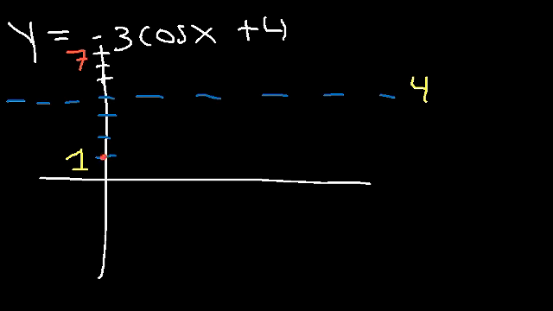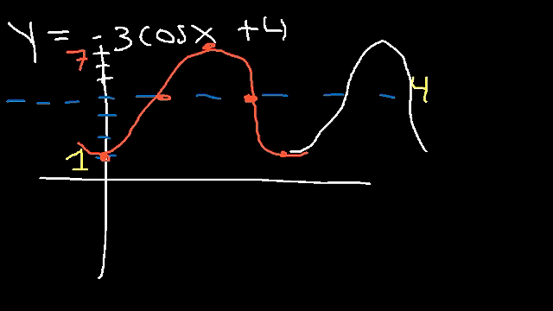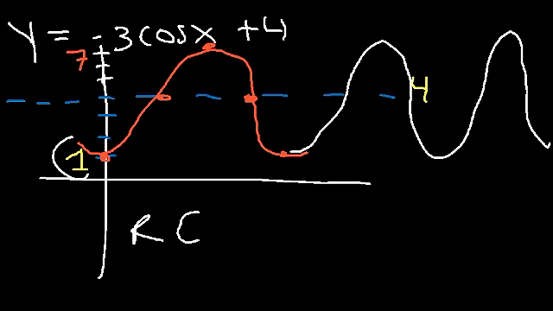Negative cosine starts at the bottom. It's going to go to the middle, then to the top, back to the middle, and then back to the bottom. So it's going to look something like this. And you could extend the graph if you want. So the domain is going to be the same. All real numbers, negative infinity to infinity. But the range is based on these values. It's going to be from 1 to 7.